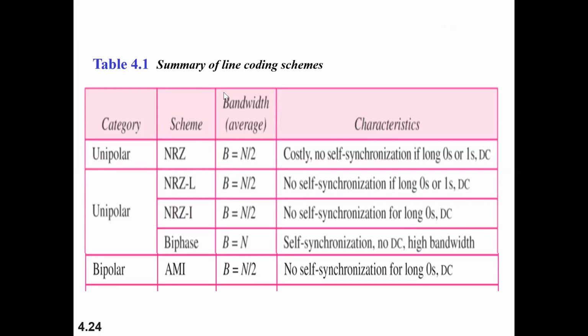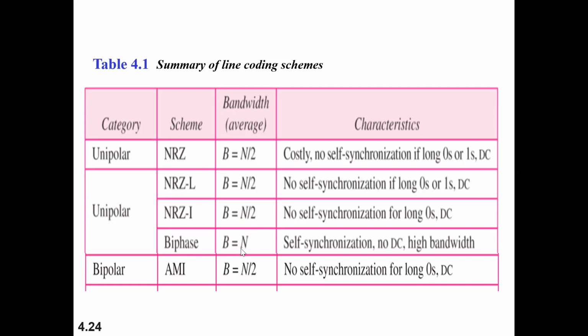Next is the summary of your line coding schemes, digital to digital. For unipolar non-return to zero, the bandwidth, as we have seen, is N by 2, exactly half. The same applies to polar non-return to zero level, where the bandwidth will be N by 2 itself. Likewise for non-return to zero inversion, same thing. But with biphase there is a change: N by 2 into 2, that is, twice that bandwidth.